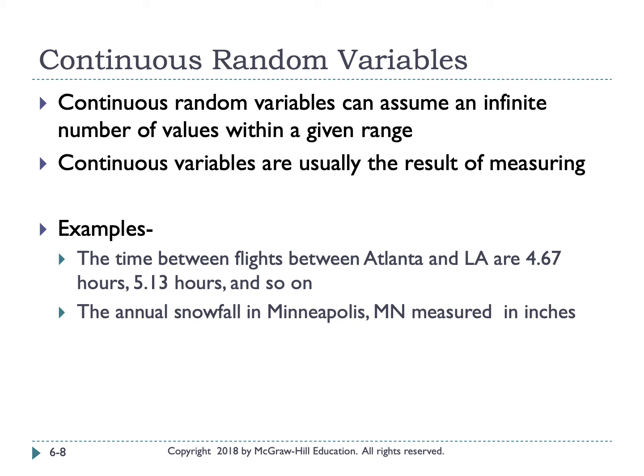But some examples here: the time that it takes a flight to go between Atlanta and Los Angeles might be 4.67 hours, 5.13 hours, and so on. So there's a continuous scale of time, okay? Or the annual snowfall in Minneapolis. It's measured in inches. So again, we have a continuous measurement here of the snowfall.